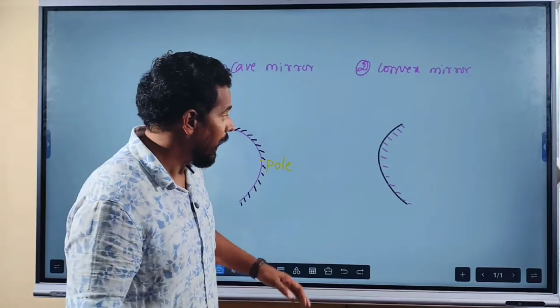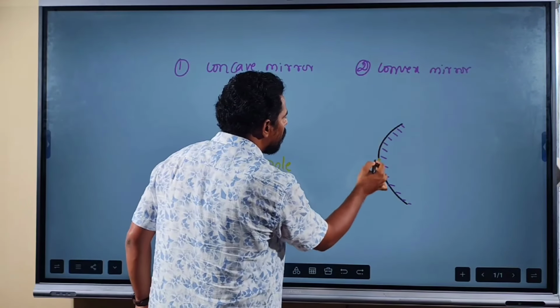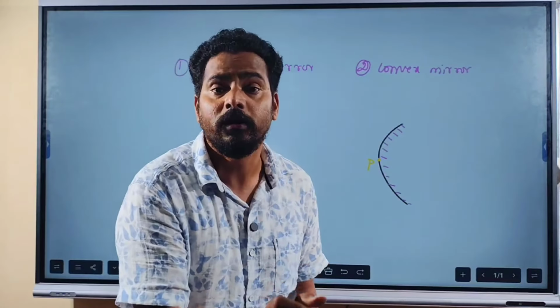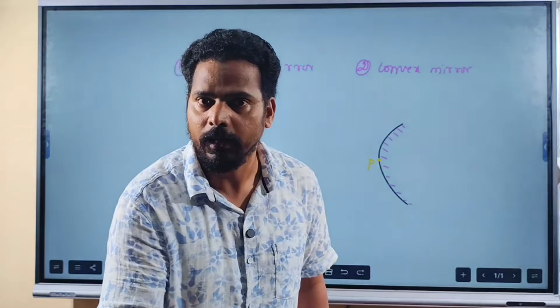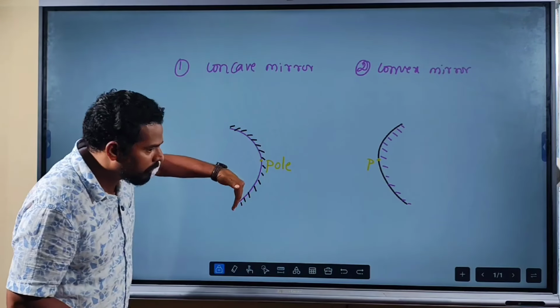Pole of the mirror, either in the concave or the convex, is the same. Look at this. This is a concave mirror, and this is also the pole of the mirror. The center point of the mirror is called the pole of the mirror. Clear?